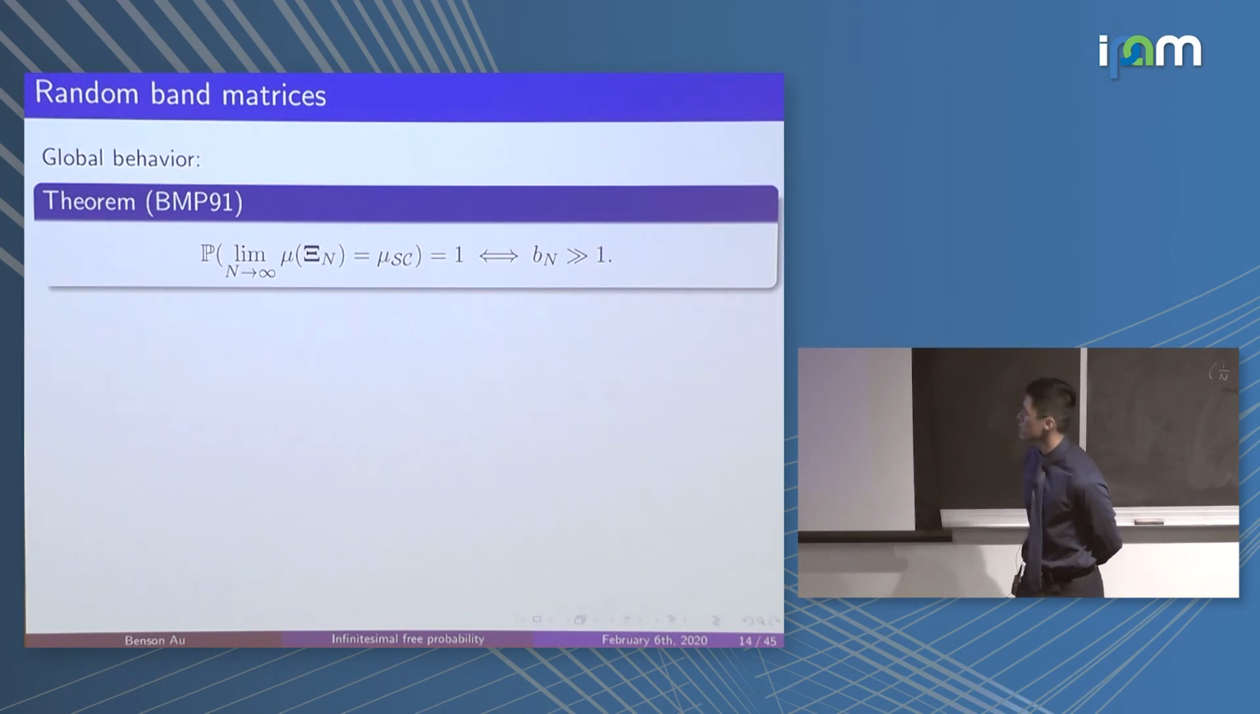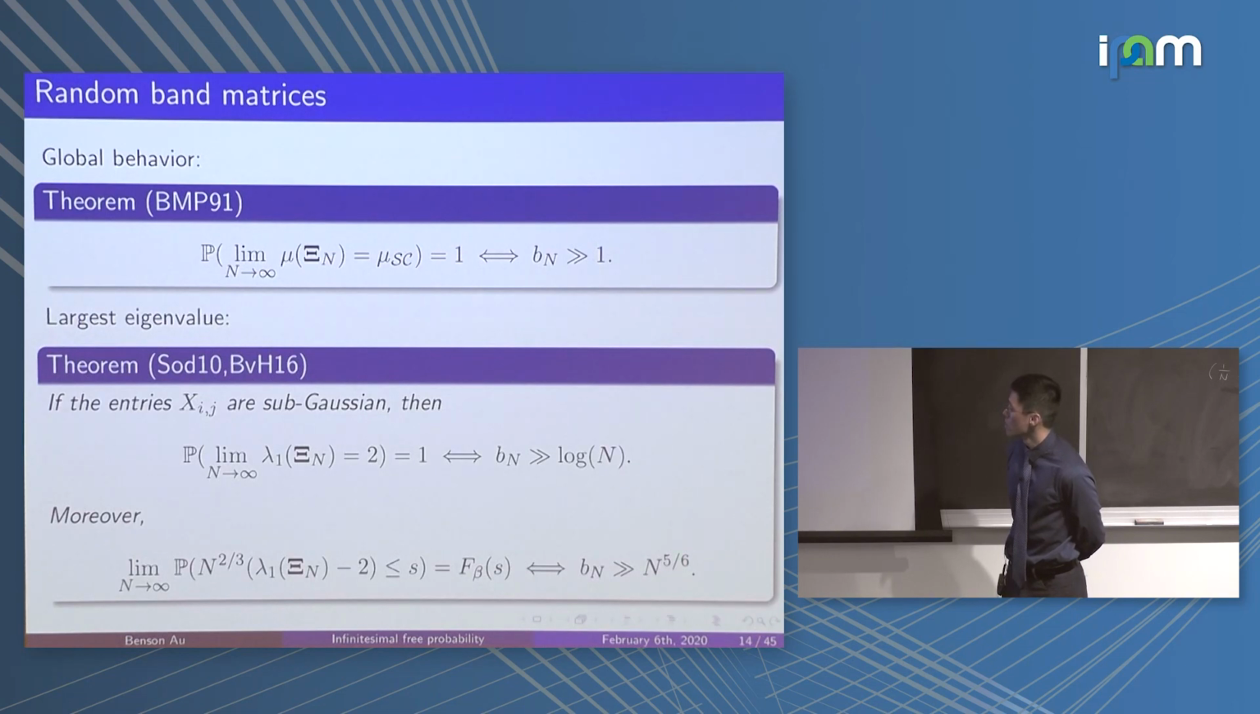What about the fluctuations of the largest eigenvalue? Well, if your entries are sub-Gaussian, so this is a result due to Sodin and then Bandeira and Van Handel. If your entries are sub-Gaussian, then your largest eigenvalue will go to 2 with probability 1 if and only if your bandwidth is growing faster than log n. In some sense, you need enough randomness to make this happen. If you don't have enough entries, then the effect of a few entries is strong enough to pull things off what they should go to.